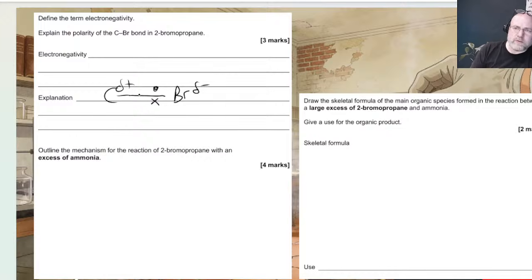Now what we want to do is outline the mechanism for the reaction of 2-bromopropane with an excess of ammonia. It's basically you've got to do 2 steps here. So, 2-bromopropane.